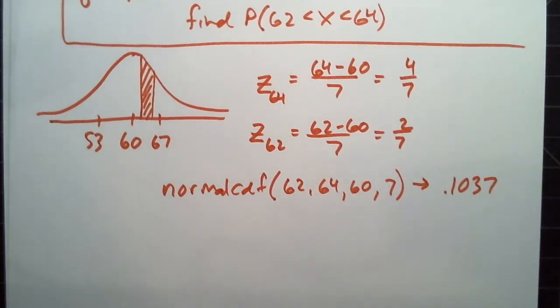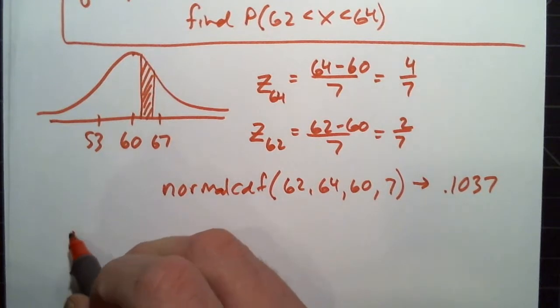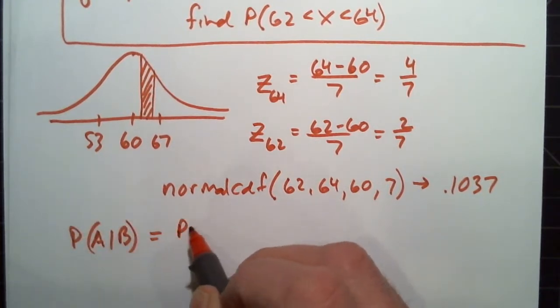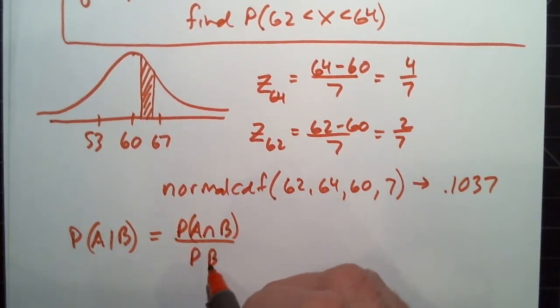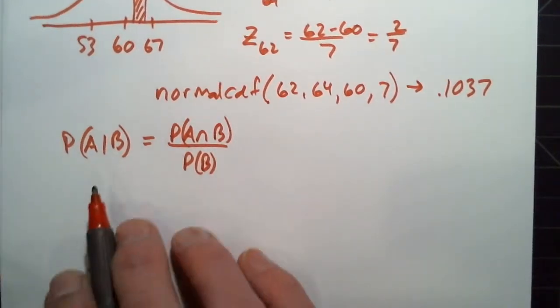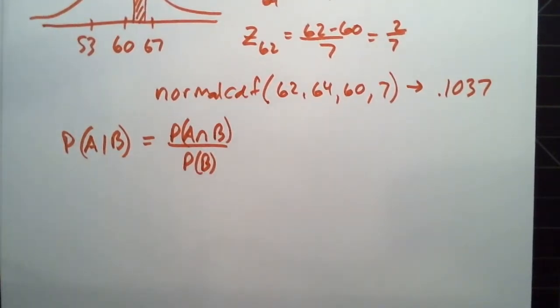All right, for the next problem, let's review that the probability of A given B is equal to the probability of A intersect B over the probability of B. So we need to use that formula for conditional probability in the next problem.